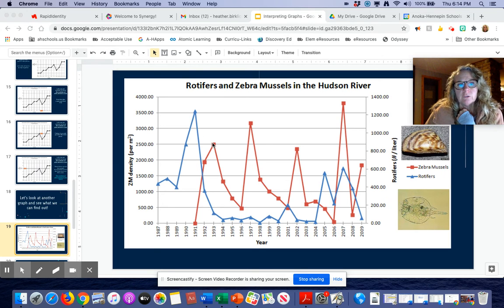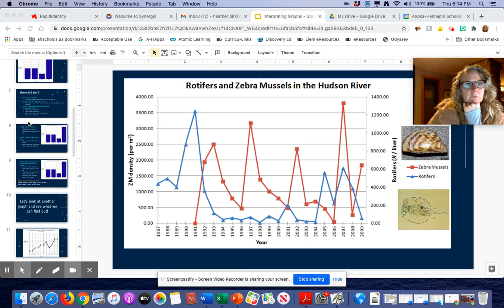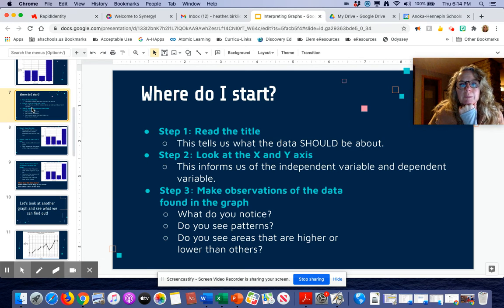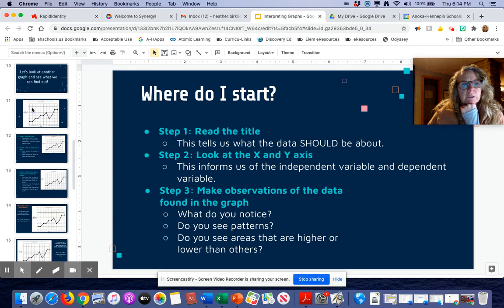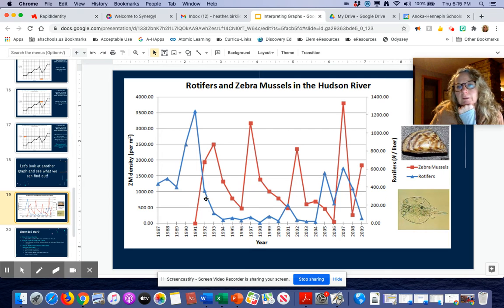Okay, so what I want you to do is think about, okay, what can we learn? Because the title wasn't helpful, so we went to the X and the Y axis. So according to what we've learned, we'll go back up here. And the next thing we want to do, after we look at the X and the Y axis, is make observations about the data. So what do we notice? Okay, so I'm going all the way back down here. What do we notice about the data? So I'm going to ask a couple questions in the video, and you're going to answer them based on this table, on this graph.